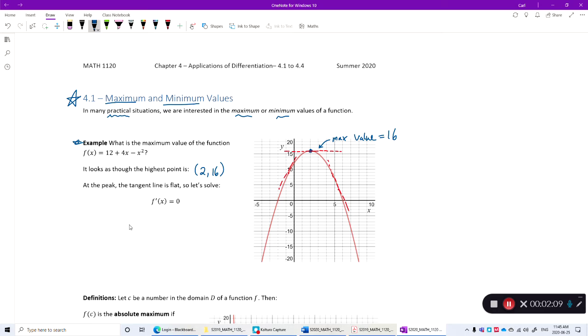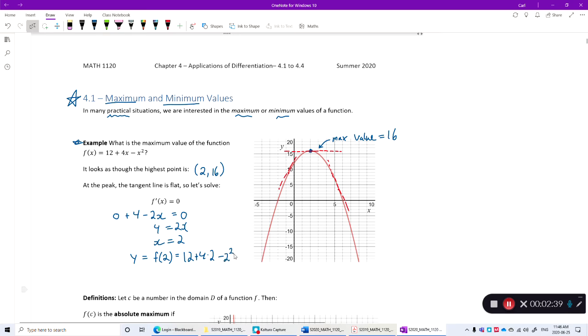So what is f prime, the derivative of f? Derivative of 12 is 0. Derivative of 4x is 4. Minus 2x equals 0. So that's saying that the slope of the tangent line is 0. And then if we solve that, we're going to get x equals 2. And then y is f of 2, which is 12 plus 4 times 2 minus 2 squared, which is 16.